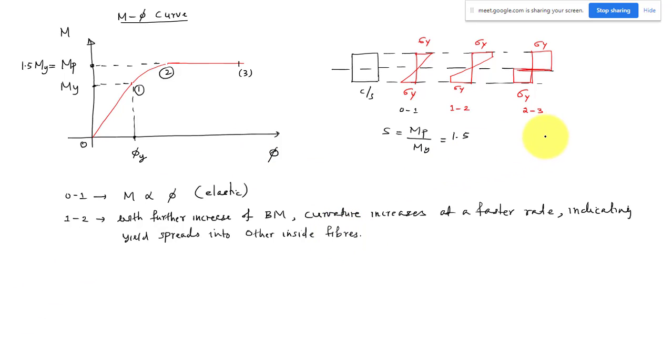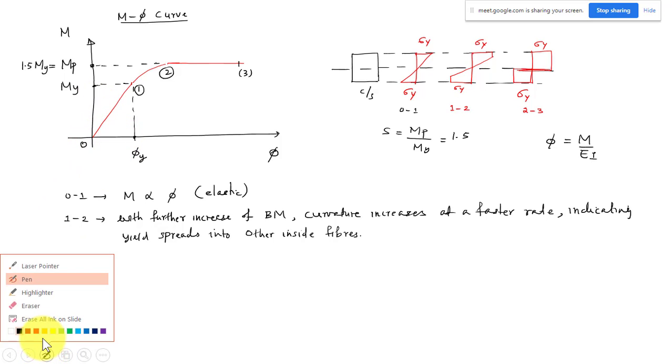Okay, so what is the curvature equation? M by EI. So if you are increasing the moment, your curvature will be increasing. In this region, both are increasing at the same rate. Moment is increasing at the same rate, your curvature is increasing. So if you increase moment here, same increase in curvature.